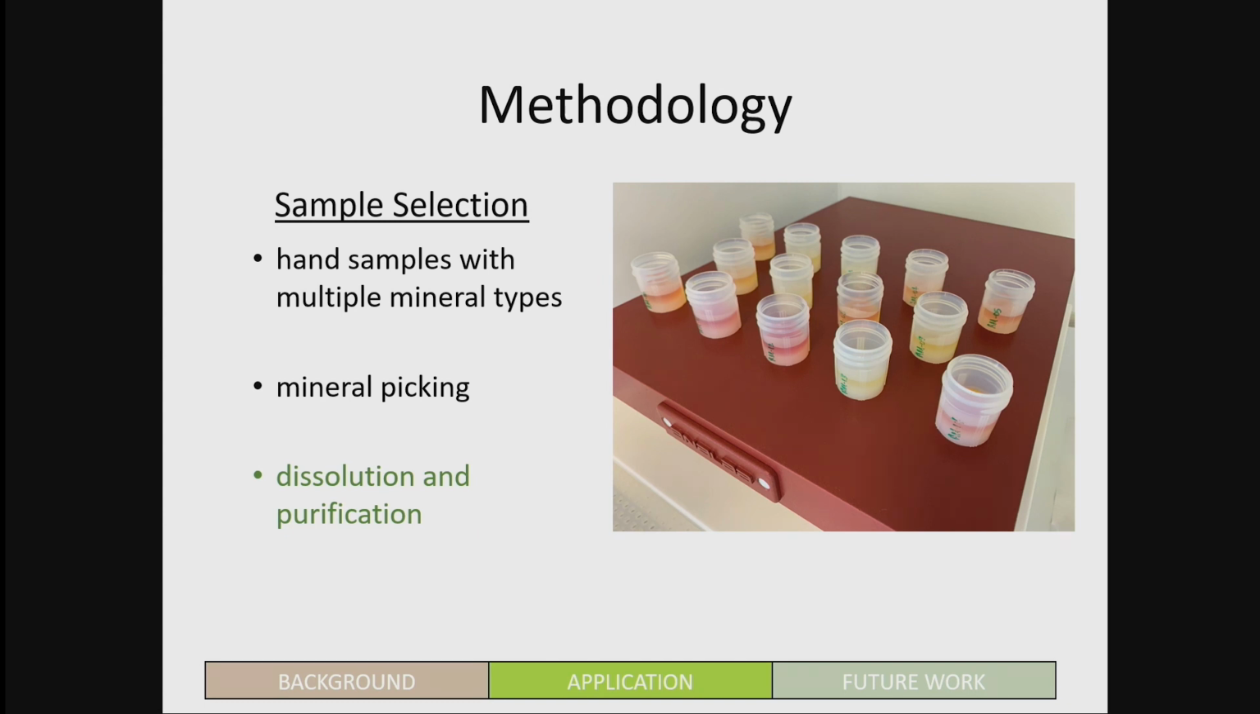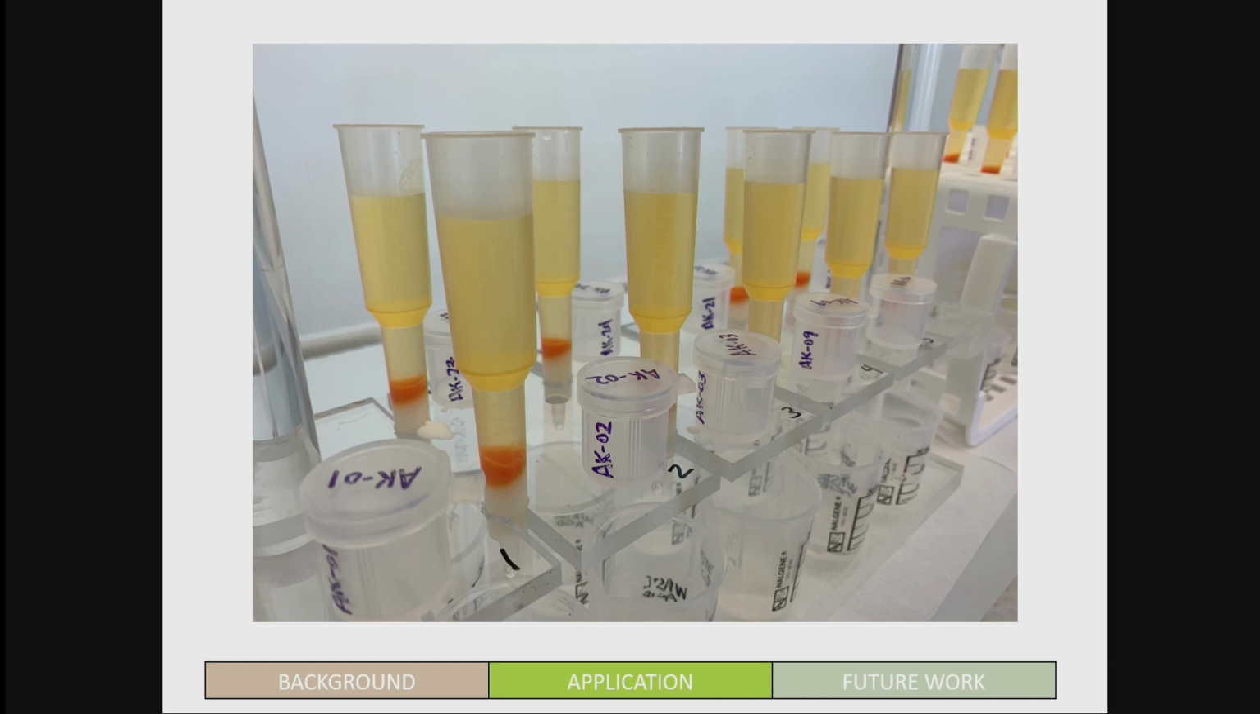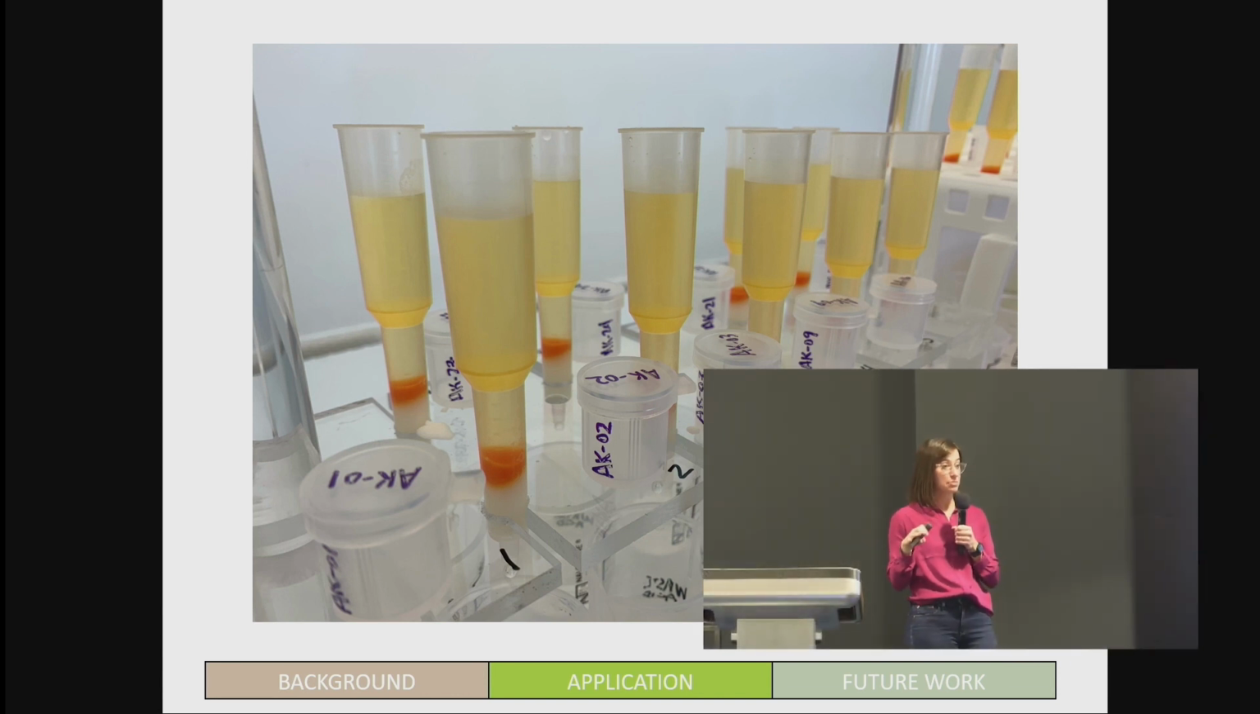We can then either measure that solution directly for concentrations of almost any element on the periodic table, or we can take that solution and run it through column chromatography. And so this allows us to isolate individual elements from a solution so that we have an incredibly pure separate.